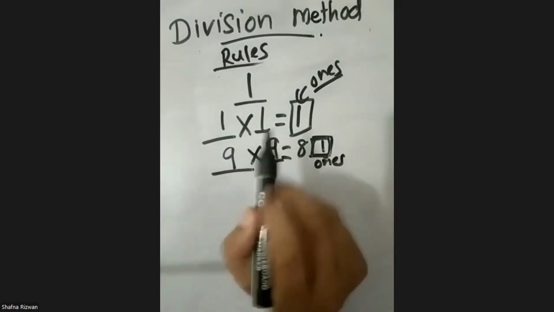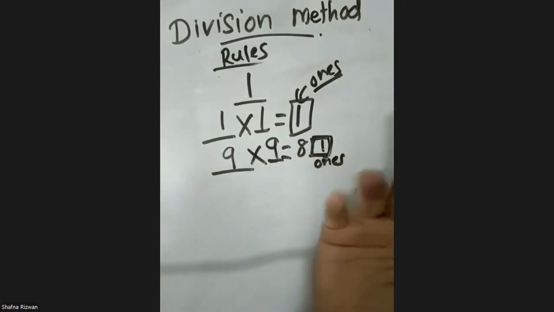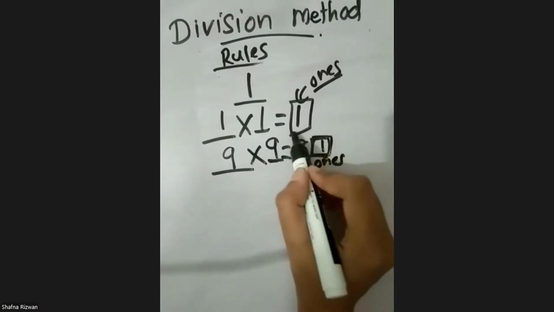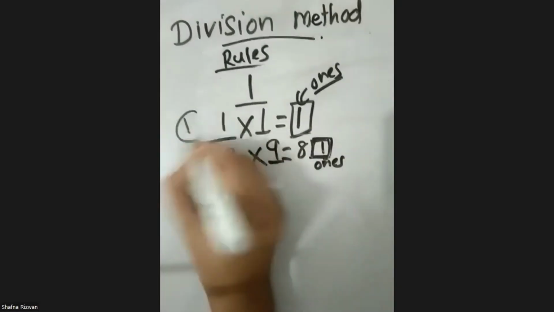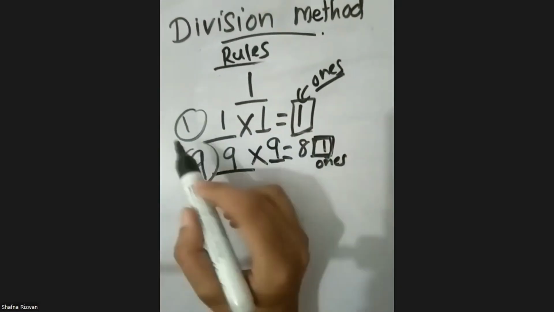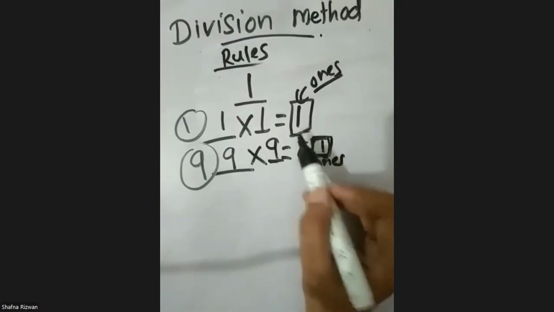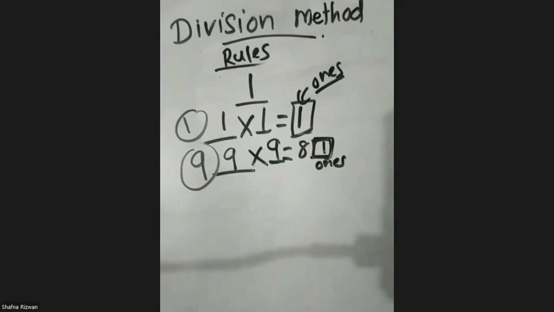Now, did you understand? What are the two numbers with which you will get 1 as your last digit? One is 1 and the other number is 9. If you take these two numbers only, you will get 1 in your last digit, or in your ones place. Remember that, because we need this.